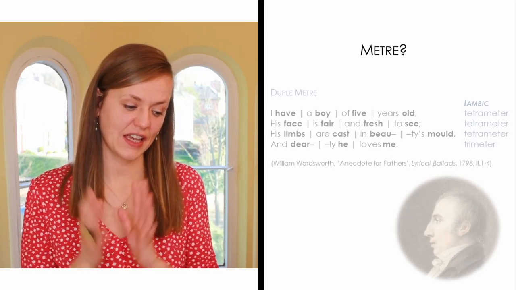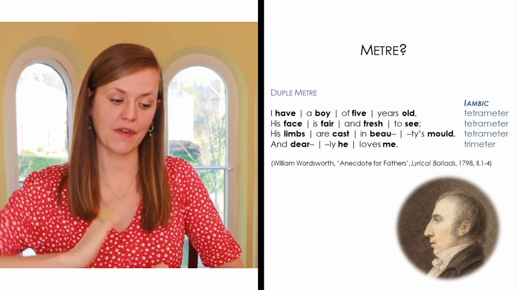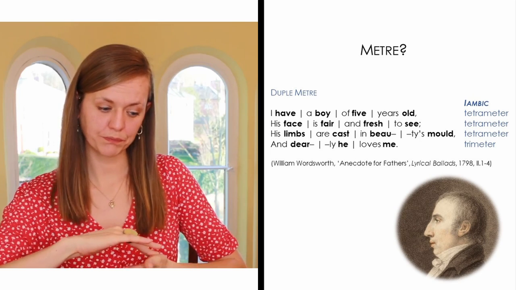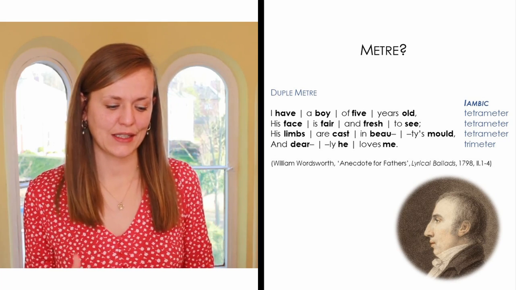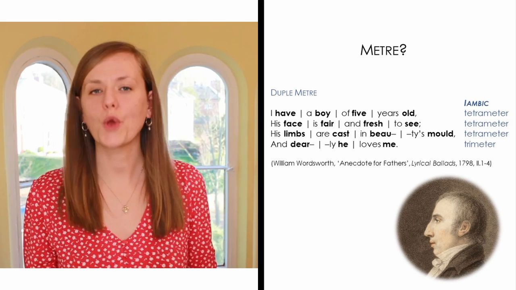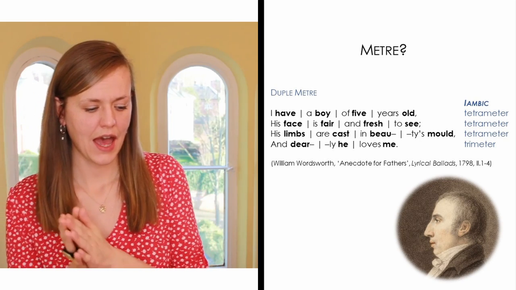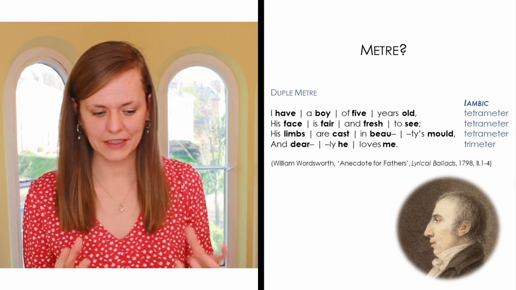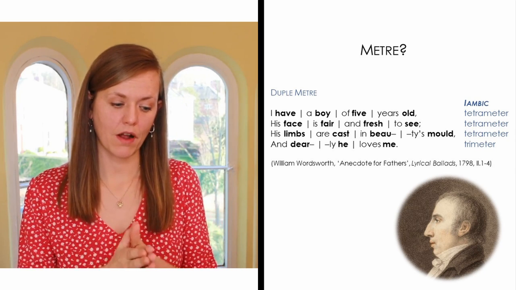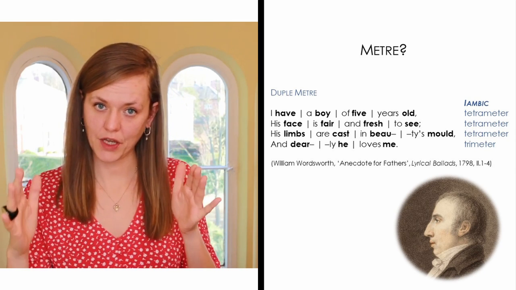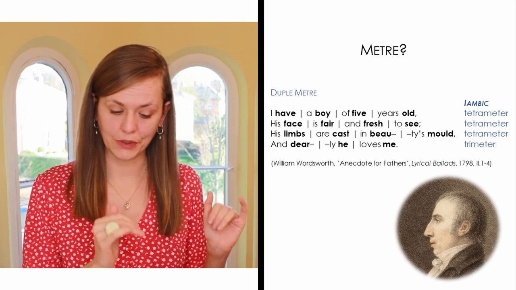What we have here is duple meter, so it's disyllabic. I have a boy of 5 years old. And the iambic meter, I think here, is really strong. So the opening three lines are iambic tetrameter, and the final line, contrastingly, is iambic trimeter. So there are 8 syllables overall in the first three lines, but only 6 in the final line of the stanza.